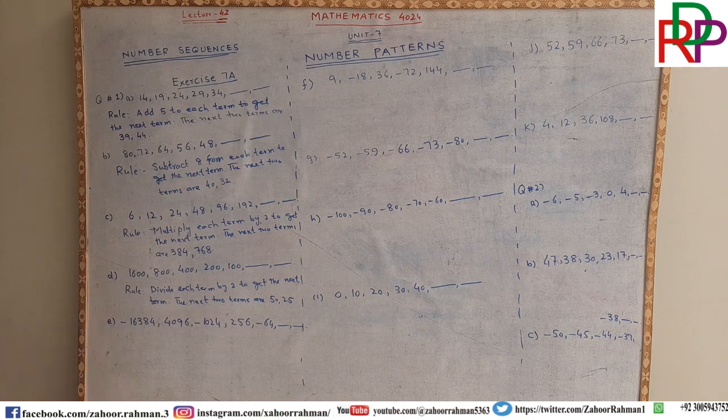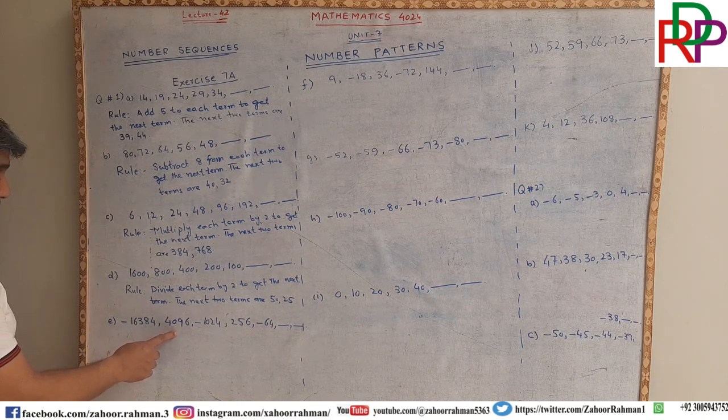Now the next one is 16,384 with the negative symbol. You can see that the symbols alternate between positive and negative. This one is negative, so the next one is positive.